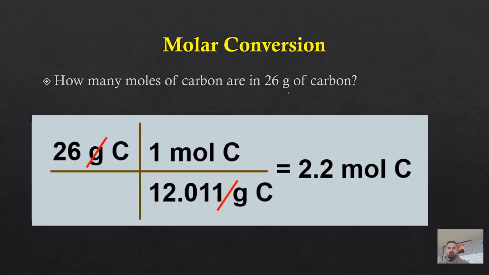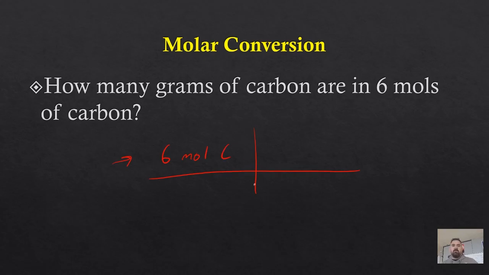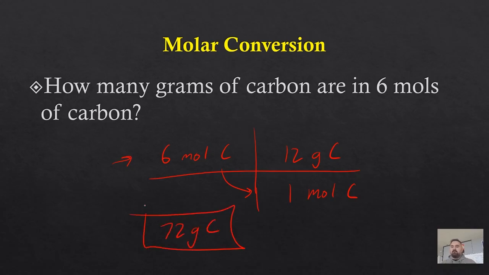Let's go ahead and get the next one. Okay, so to solve this one, what's our given? What goes here? 6 moles of carbon. What unit goes down here? It's going to be moles of carbon. And anytime I'm doing a conversion, it's always going to be 1 mole. So 1 mole of carbon is how many grams? 12 grams of carbon. So it's just going to be 6 times 12. So how many grams of carbon do we have? 72 grams of carbon. All right, let's move on.